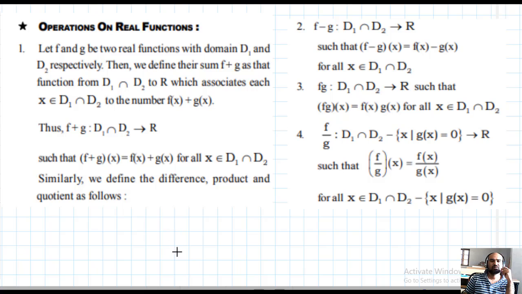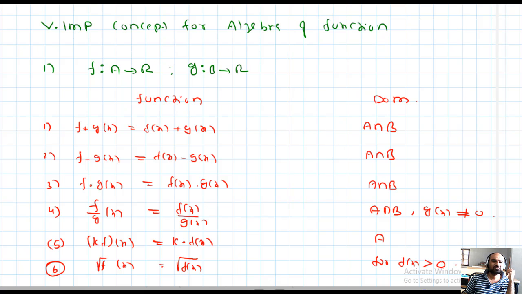So the present topic is algebra of functions. I want to write some more important properties, Nana. Here, very important, I want to use red color for this. Very important concept for algebra of functions. Observe all of you. f and g are two real functions whose domains are A and B respectively.